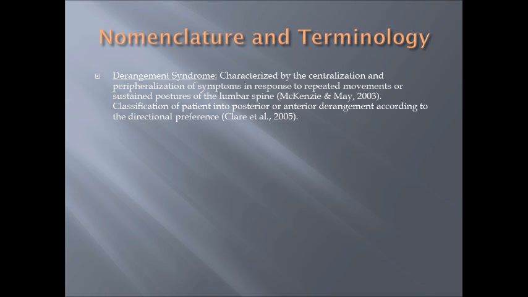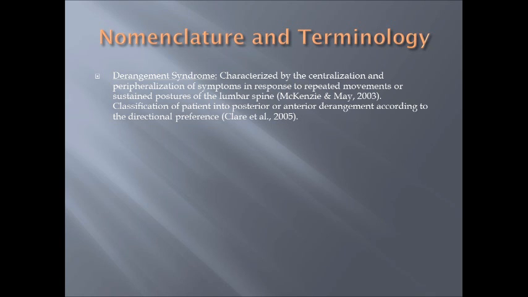But what do all these terms regarding syndromes and effects mean? The derangement syndrome is characterized by the centralization and peripheralization of symptoms in response to repeated movements or sustained postures of the lumbar spine. Furthermore, it helps classify a patient's derangement into posterior or anterior according to the directional preference.